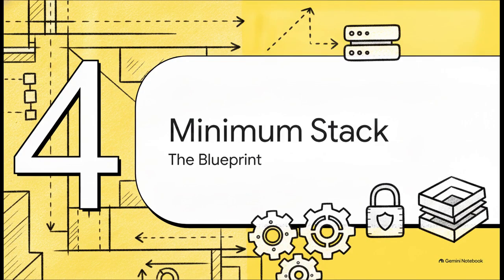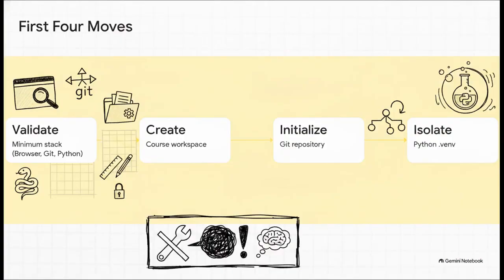Moving right along to Section 4, building your minimum stack. The blueprint. Okay, let's get into execution. Here are your first 4 essential moves, and the order definitely matters here. First, validate the minimum stack you already have, like your browser, Git, and Python versions. Second, create a dedicated workspace folder. Third, initialize a Git repository right away to track your progress. And fourth, isolate your Python packages using a virtual environment.